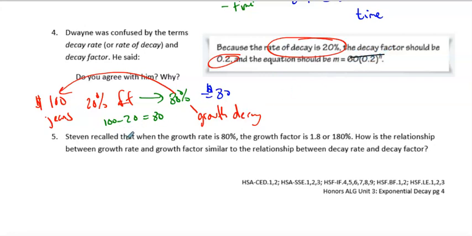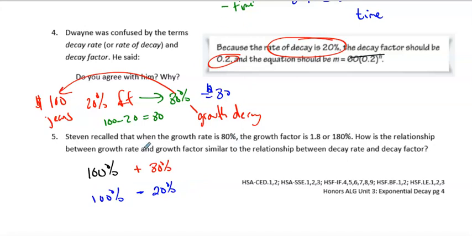All right, and then Stephen recalled that when the growth rate is 80%, the growth factor is 1.8. How is the relationship between growth rate and growth factor similar, and between decay rate and decay factor, right? So we're always starting at 100% no matter what. And if it's a growth rate, we're adding 80% and we get to the 180. And if it's a decay rate, the decay rate was 20%, I'm going to decrease 20% from, again, always starting at 100%, right?